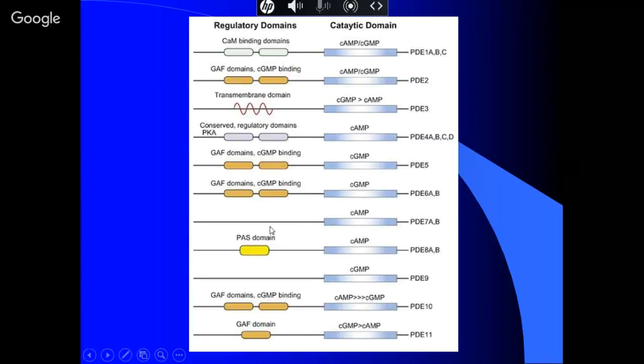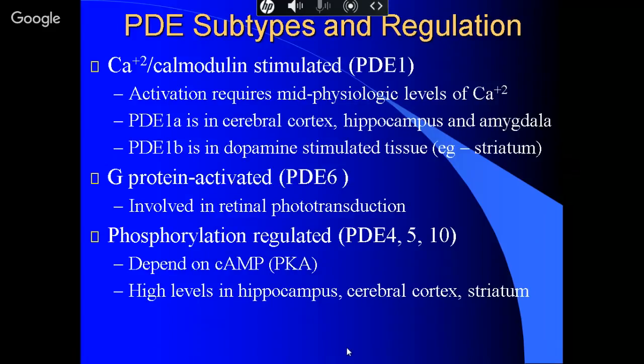This is just a taste of the variability of the regulatory subunits and how little the catalytic subunit changes. It's just an illustration. You have calcium-calmodulin stimulated ones, and there are all sorts of things. These are active, this is a major group. They are activated in the physiologic range of calcium. You find this type of phosphodiesterase in cortex and hippocampus, which, as you remember, were group 1 and group 4 of adenylate cyclases. And here the PDE1B is in the dopamine stimulated tissues such as striatum.